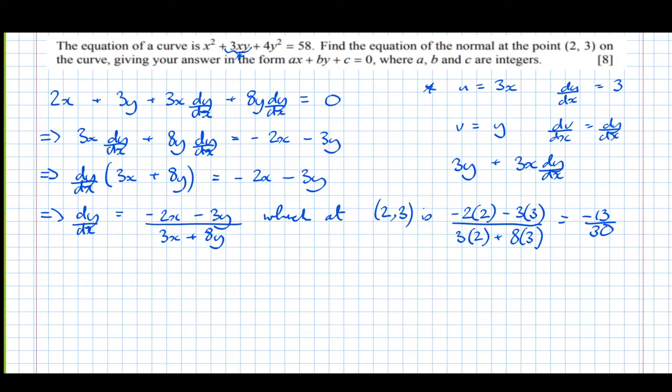And hopefully a trap that none of you fell into. It says find the equation of the normal. So the gradient of the normal is the negative reciprocal of that. Very common trap to fall into. Equals 30 over 13.